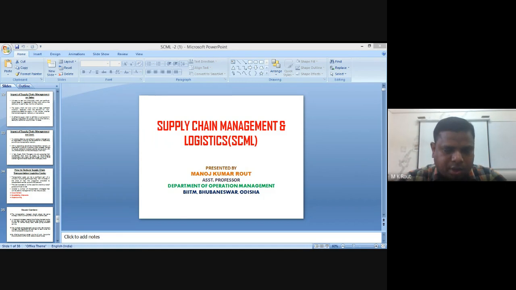The first one is product, the next one is facilities, then the next one is career, the last one is route. These are the four entities of supply chain management.